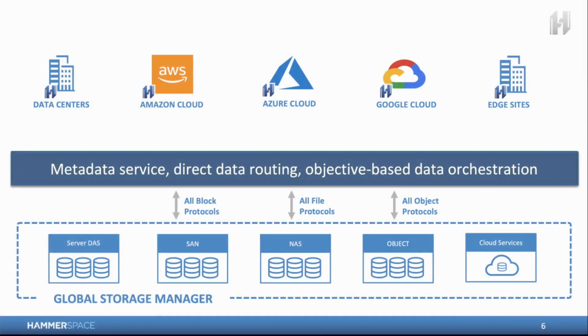Number two is direct data routing. It has to be able to direct access to the data and make data into a routed resource, not proxied, very different, that would kill your performance, but a routed resource for direct access. And last, it has to be able to orchestrate the data across the environment, moving data from whatever piece of storage to another, maintaining even multiple copies of the same data item across those.